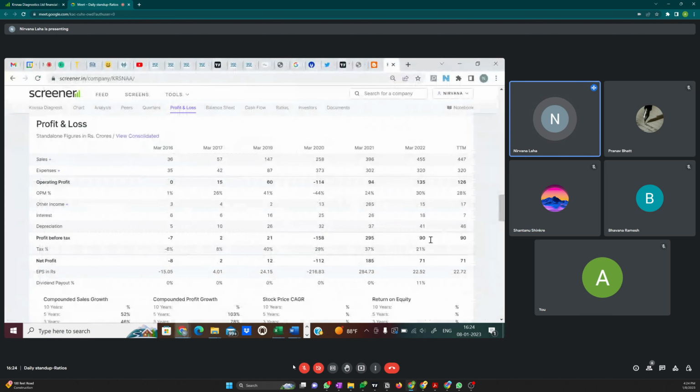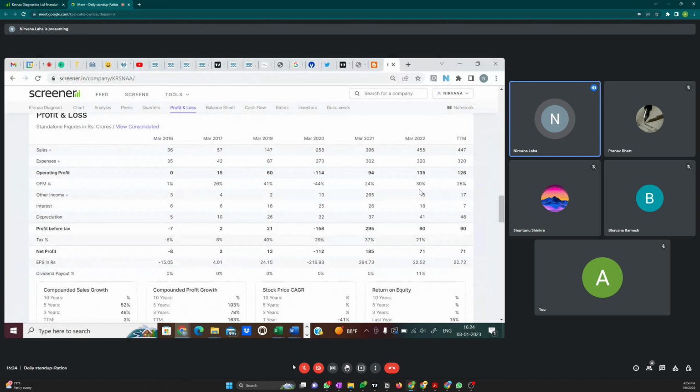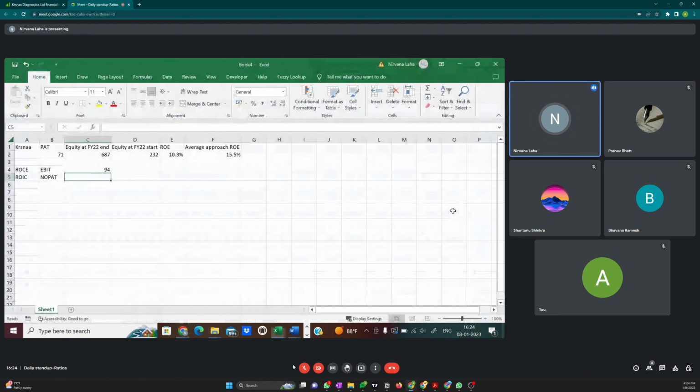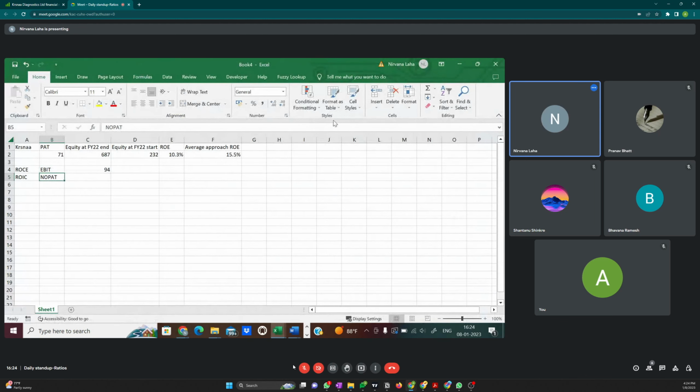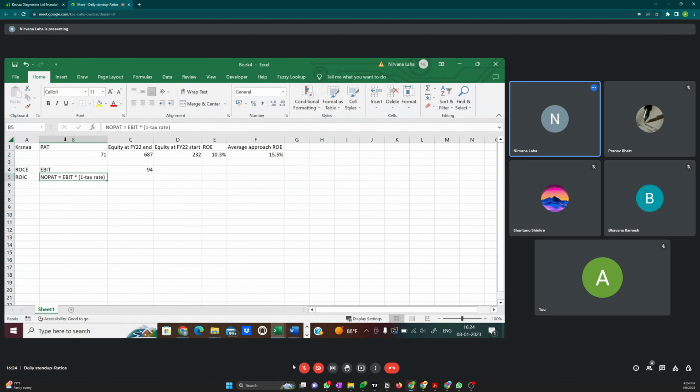And how much will your NOPAT be? So how do you calculate NOPAT? NOPAT is basically you take out the tax from EBIT. So it's basically just to write here, NOPAT is nothing but EBIT into 1 minus your tax rate. So this will be 94 times 1 minus, say, the tax rate for India is 25%. So it will be approximately 71.